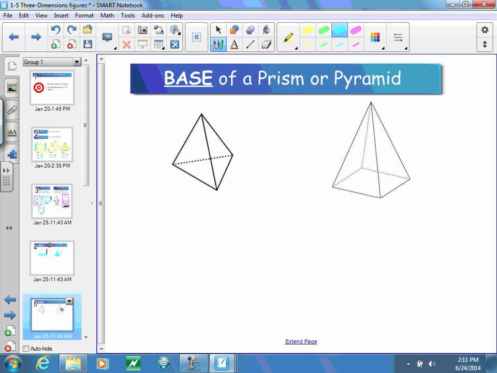It's a little bit easier to find the base of a pyramid because it's the side that's not going all to the same point. Here you have a triangle for your base. Here you have a rectangle. The reason we're using these is because we have just one general formula that's used for surface area for a pyramid, surface area for a prism. Doesn't matter what shape the base is, we can always use this formula.